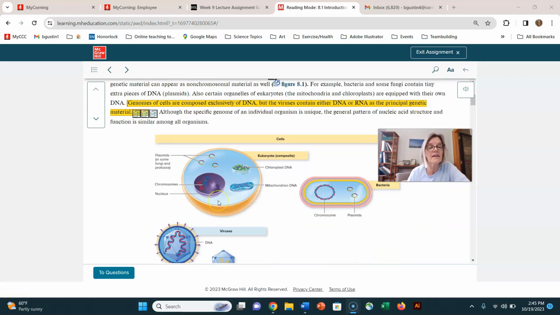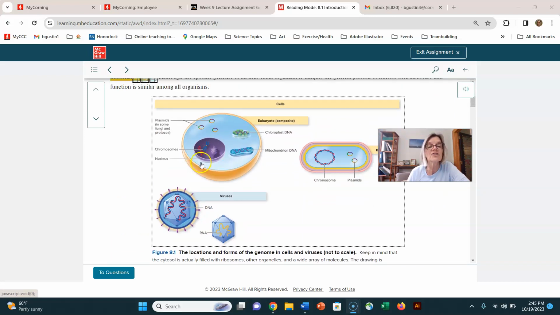Remember that viruses don't necessarily have DNA as their genome. They can have DNA or RNA depending on if it's a DNA virus or an RNA virus. And that's going to be an important concept in this chapter.